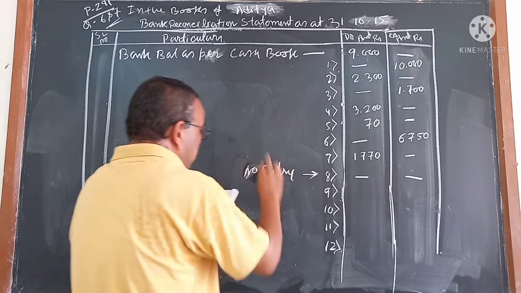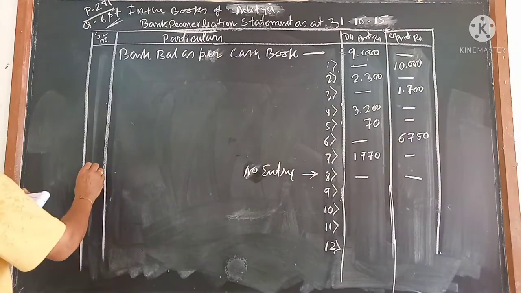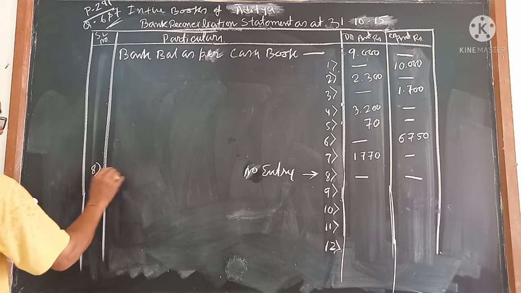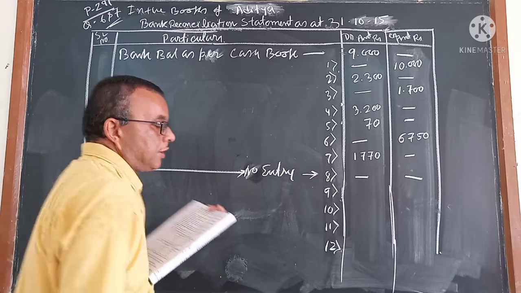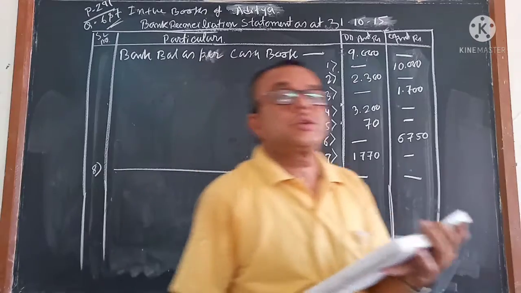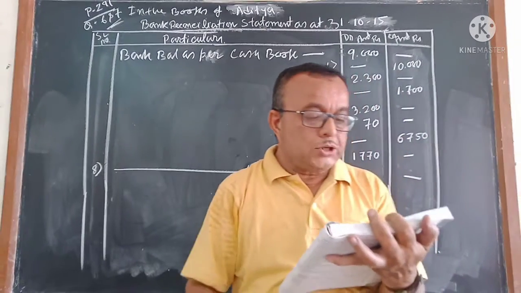That you have to mention it here. Don't miss the after 7, 9. The 8 number, when it will come, there you have to write no entry. If you are not writing this, we will think you do not know. Why is it no entry?